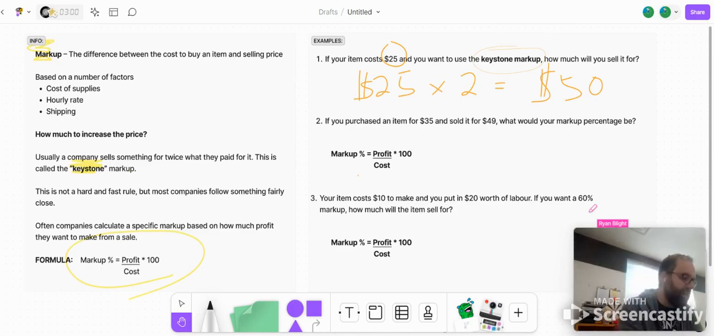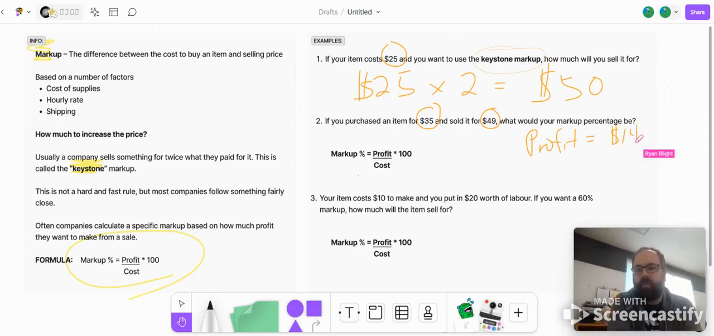What we have is the cost, because we purchased it for $35, and we're selling it for $49. So what's the profit? Well, it's the difference between those two numbers. We bought it for 35, we sold it for 49, so our profit is $14. That's the number we need in order to put it into our formula. So equals 14 divided by the cost. We do know that number, which is 35.